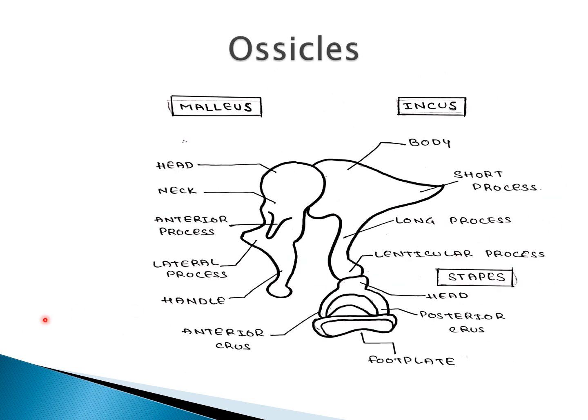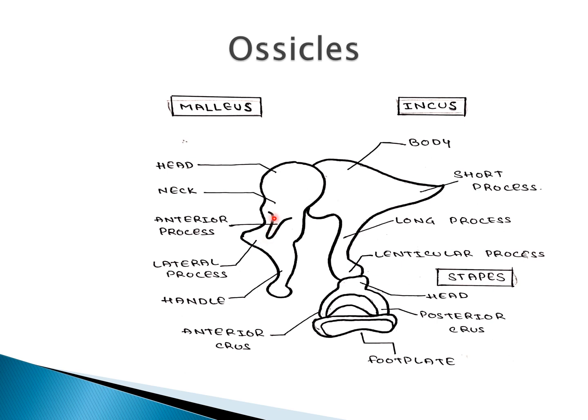Now ossicles, they are also present in the middle ear. So there are three ossicles as we know: malleus, incus and stapes. Malleus is hammer-like, incus is anvil-like and stapes is stirrup-like. If we see each ossicle in detail, first the malleus. Malleus has a head, then it has an articular facet, which articulates with the incus to form the malleoincudal joint. Then this is the neck of the malleus.